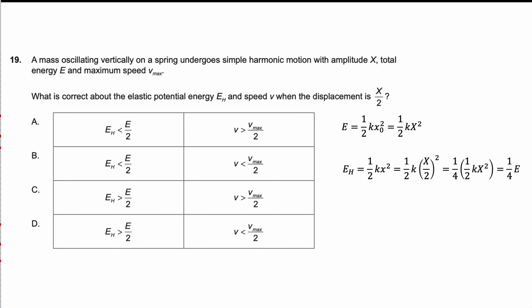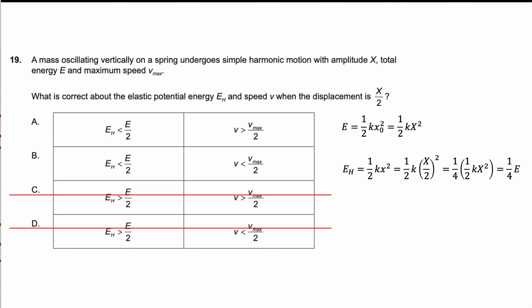Right? We're now going to think about our potential energy. Potential energy is half kx squared. Notice this is just the instantaneous value of x. This is the value of x at that particular time. Now in this case, we're saying x equal to capital X over 2. And so therefore, you're going to get a quarter. You're going to get your 1 over 2 squared quartering to give you a quarter of E. And so what that means, obviously, is that Ep is very much less than E over 2. So we're going to get rid of these two answers, C and D. It's always good to rule these things out as we go.